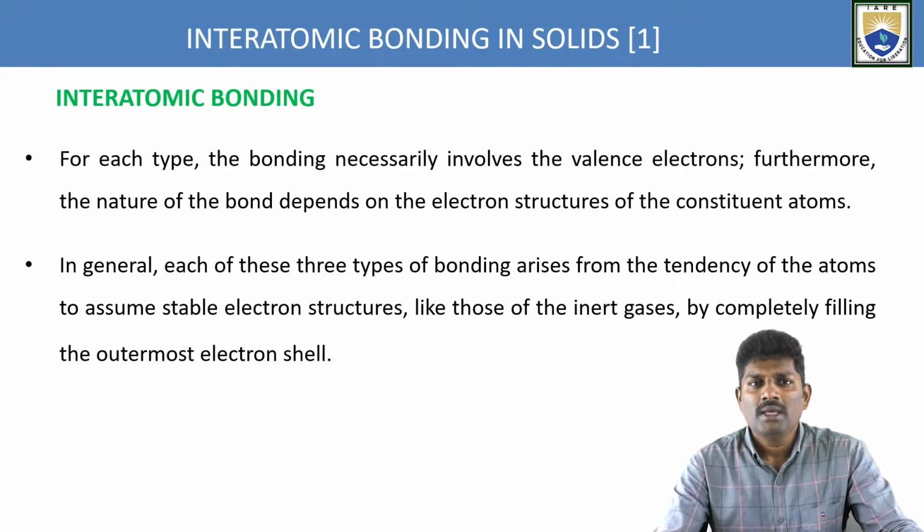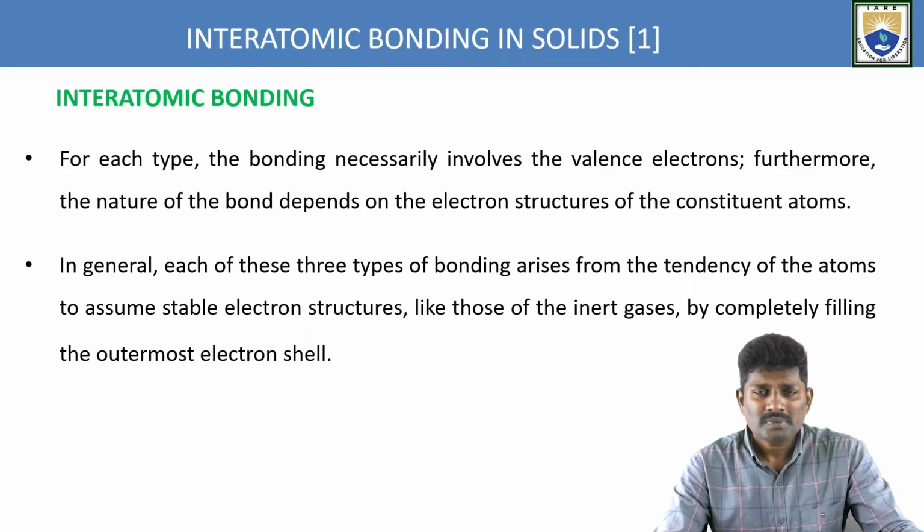In the primary bonding, you have the covalent bond, ionic bond as well as metallic bond. So three types of bonds are available in the primary bonding: ionic bond, covalent bond and metallic bond. These are the categories you have in the primary bonding.